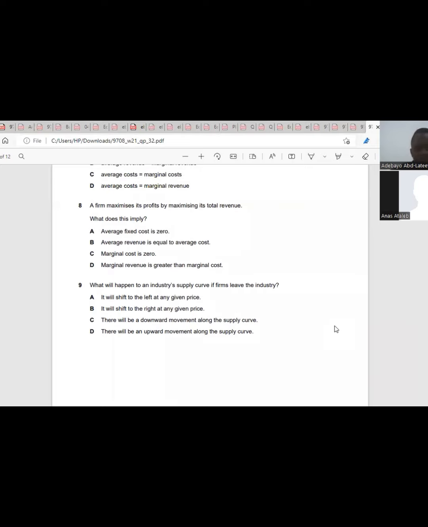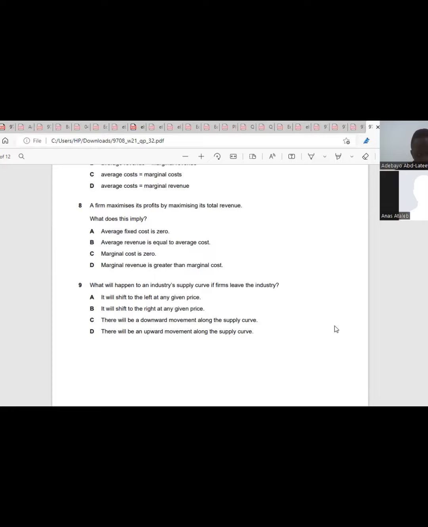Question 8. A firm maximizes its profits by maximizing its total revenue. And remember, what is total revenue? Total revenue is price multiplied by quantity. So yes, if you are able to maximize your total revenue, you should be able to maximize your profit. But what does this imply? Your marginal cost will be 0. You wouldn't have a marginal cost.